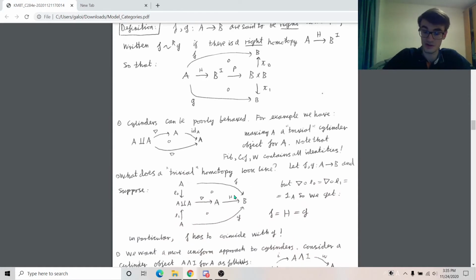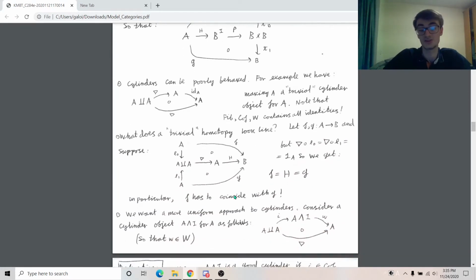Now, cylinders can be poorly behaved. For example, there's a trivial cylinder. You can take the cylinder of A to be A itself, because, I didn't prove it, but all identity maps will be weak equivalences. In fact, the three classes of maps, W, fib, and cof, contain all the identities. It's quite easy to prove. And what does a homotopy involving the trivial cylinder look like?